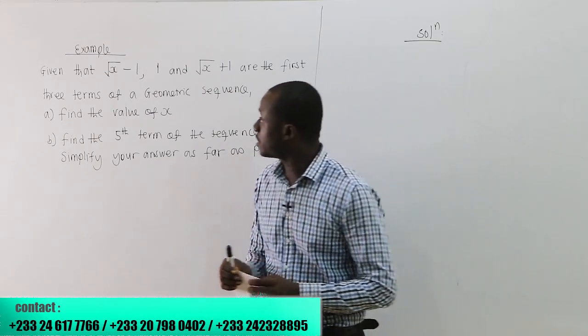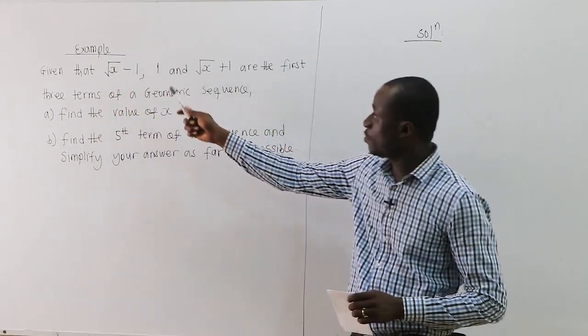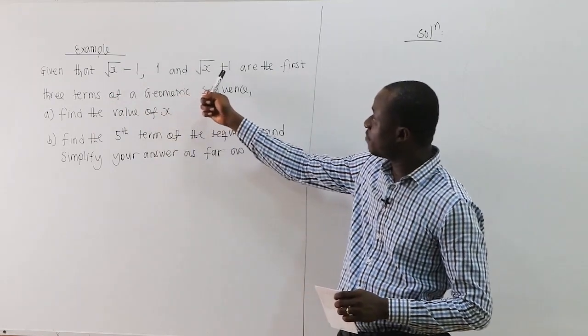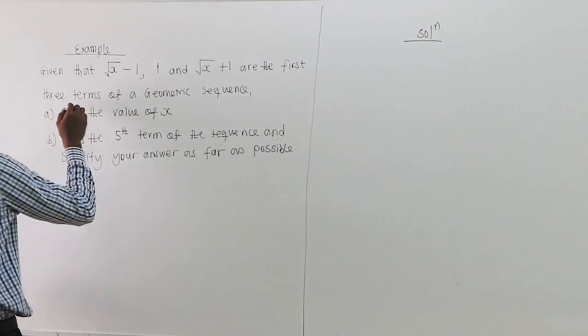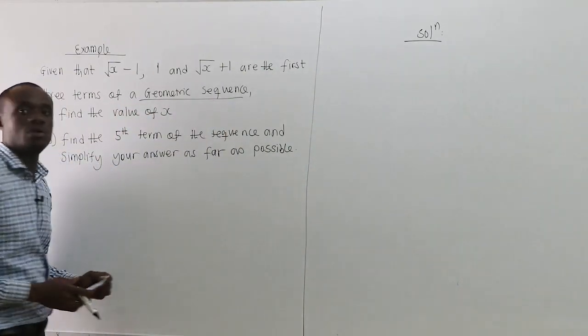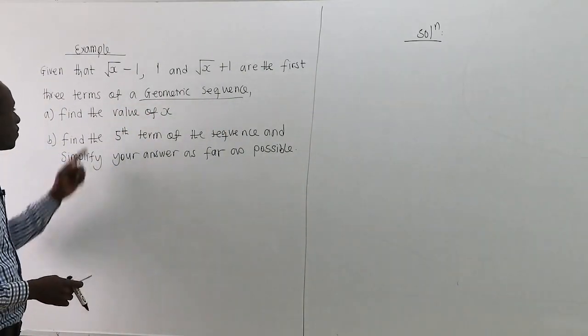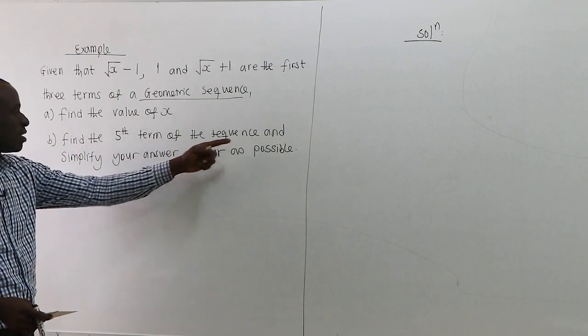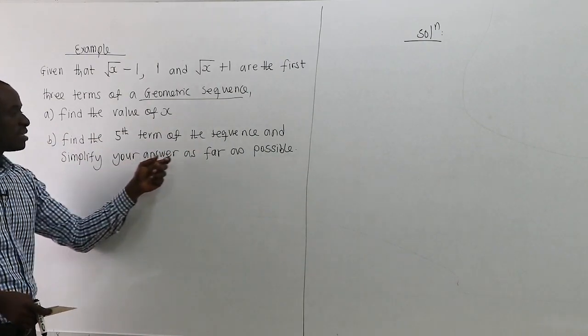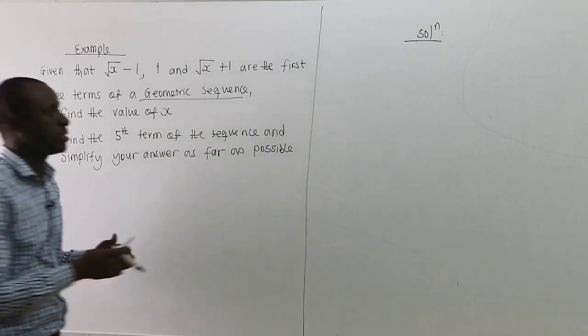Now let's consider this example. Given that root x minus 1, 1, and then root x plus 1 are the first three terms of a geometric sequence. (a) Find the value of x. (b) Find the fifth term of the sequence and simplify your answer as far as possible.